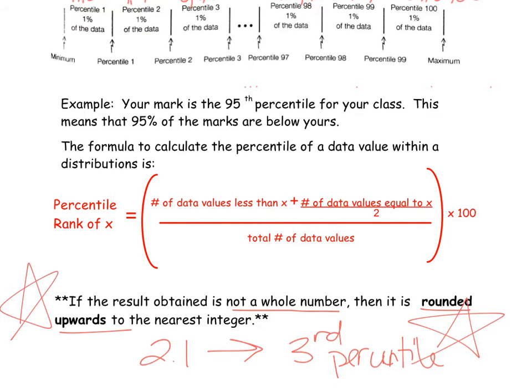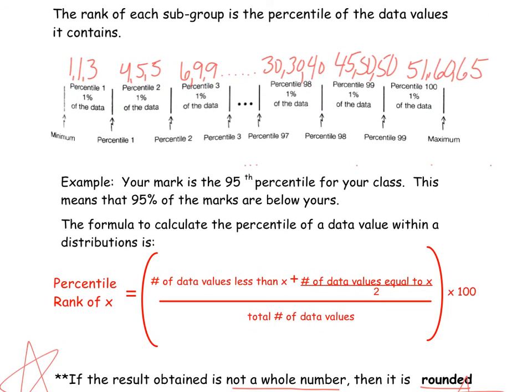So 2.1 means it's past the 2nd percentile. It's not in the 2nd percentile. Now it's up here. Once you pass the 2nd percentile, you fall right away into the 3rd percentile. So when you're calculating percentile, you're always, always rounding up.